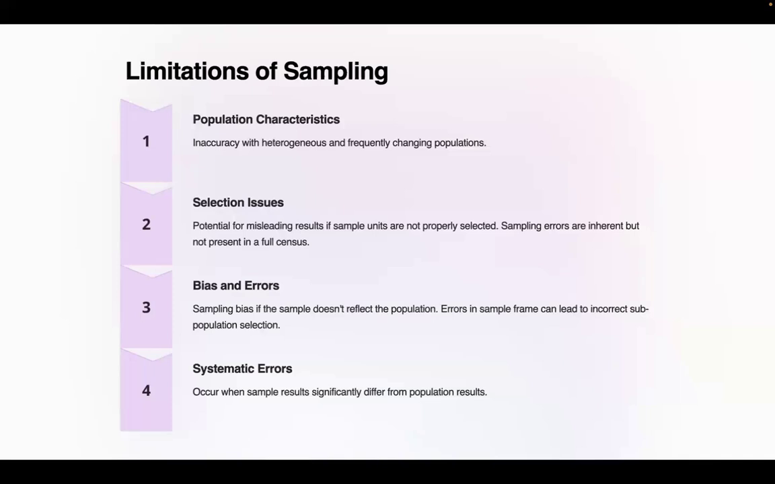If the sample units are not selected properly, sampling errors are inherent. You know, and if you are conducting the research for all 140 crore people, there will not be sampling error. There can be other issues, like the enumerator is not properly trained. Then you will collect poor quality data.